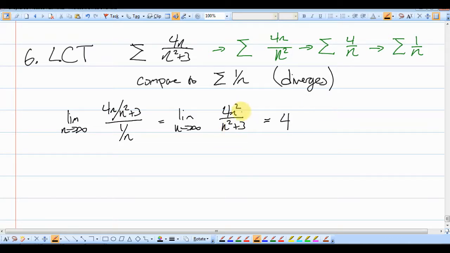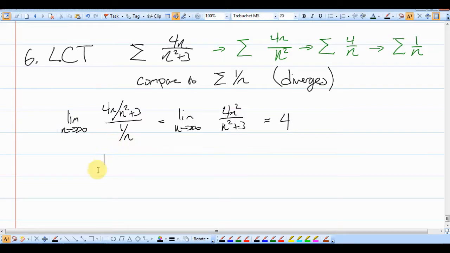Oh yeah, you can just take a look at the lead terms. 4n squared over n squared simplifies to 4. You can look at the lead coefficient test. You have square over square. So the limit is 4 over 1. Either way, you get 4 here. So that means that both series do the same thing.